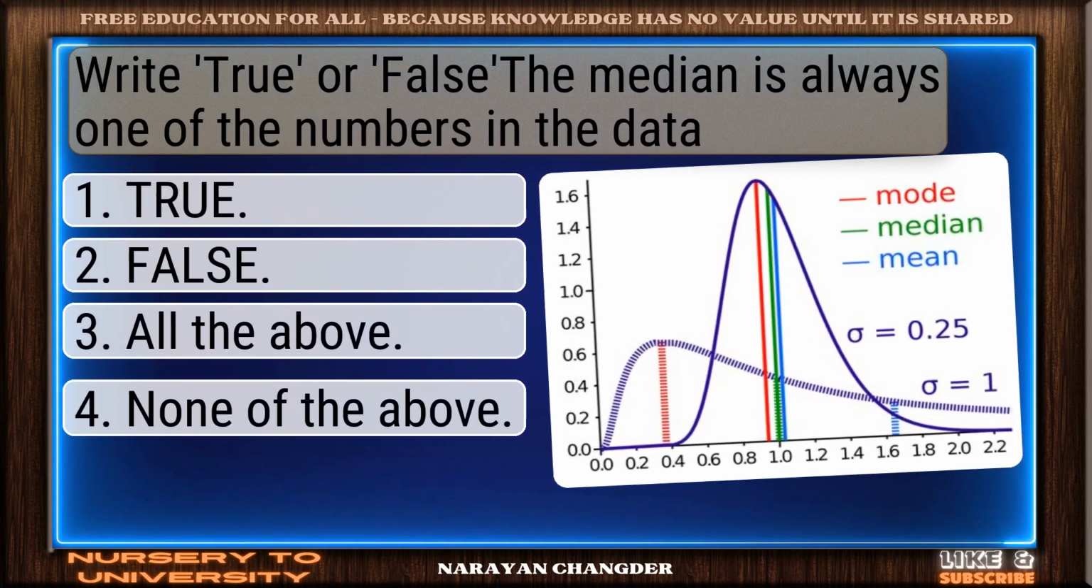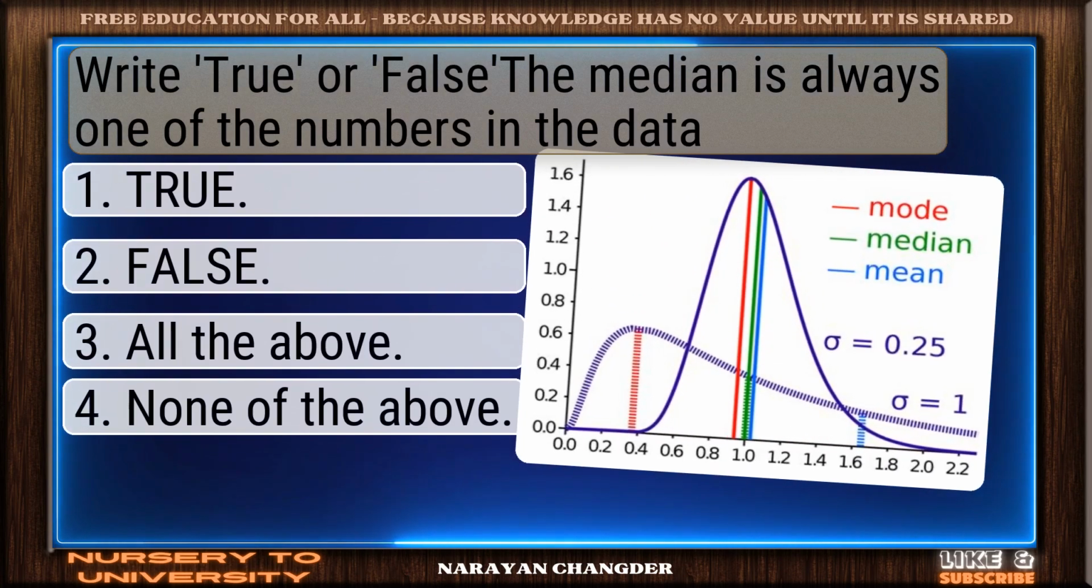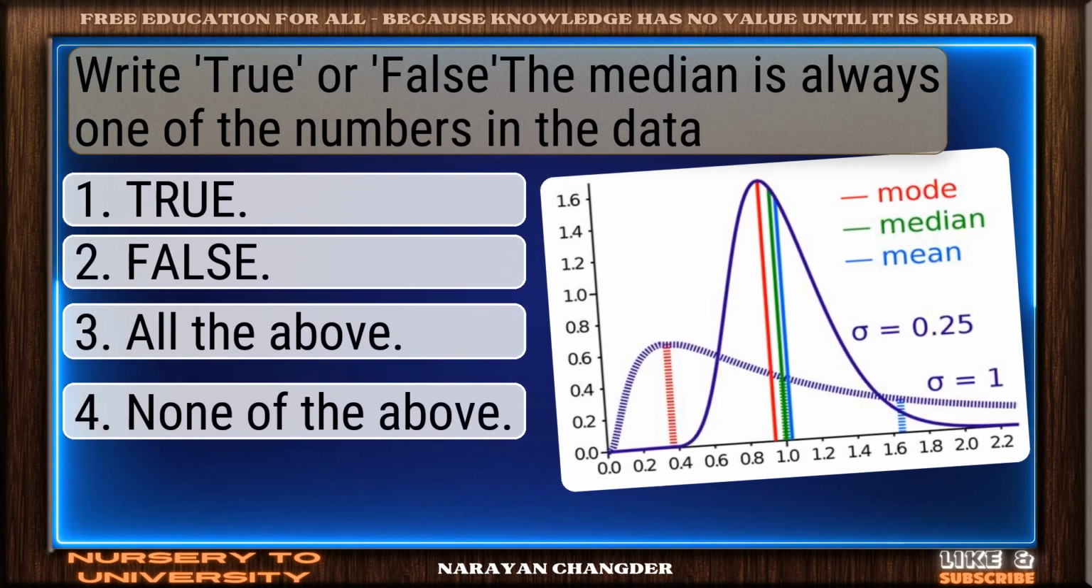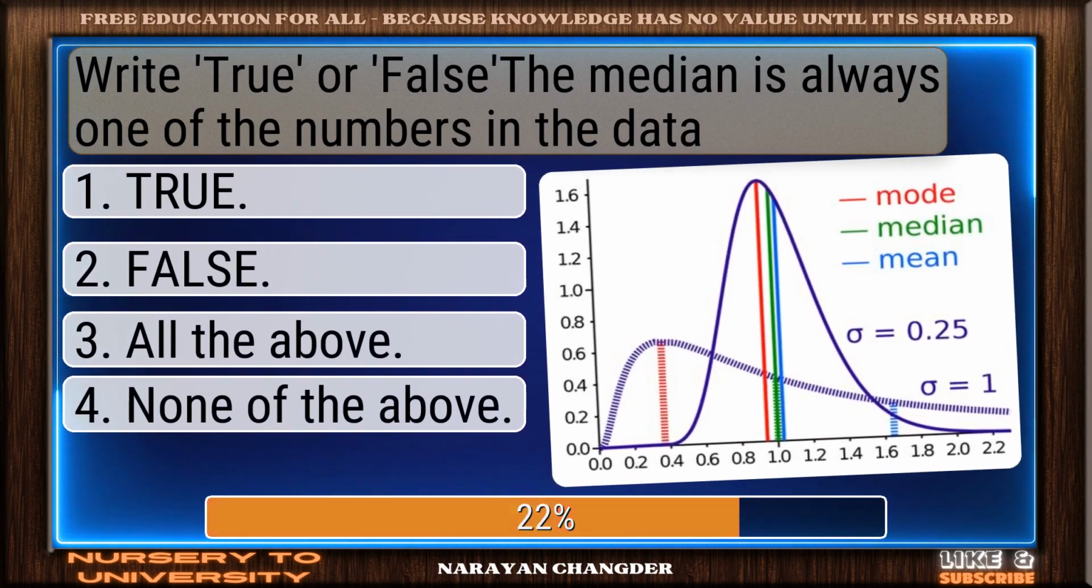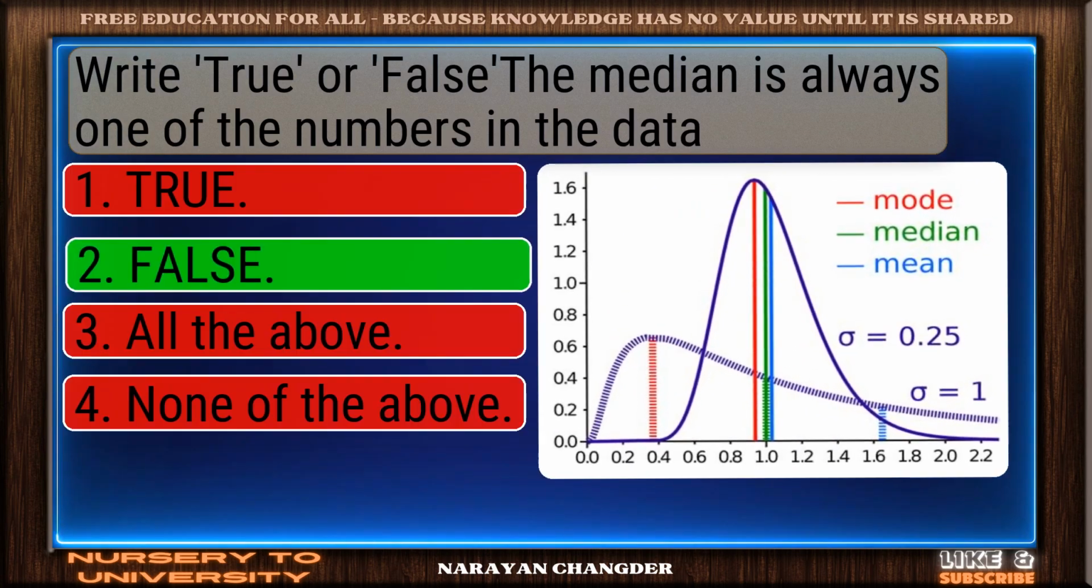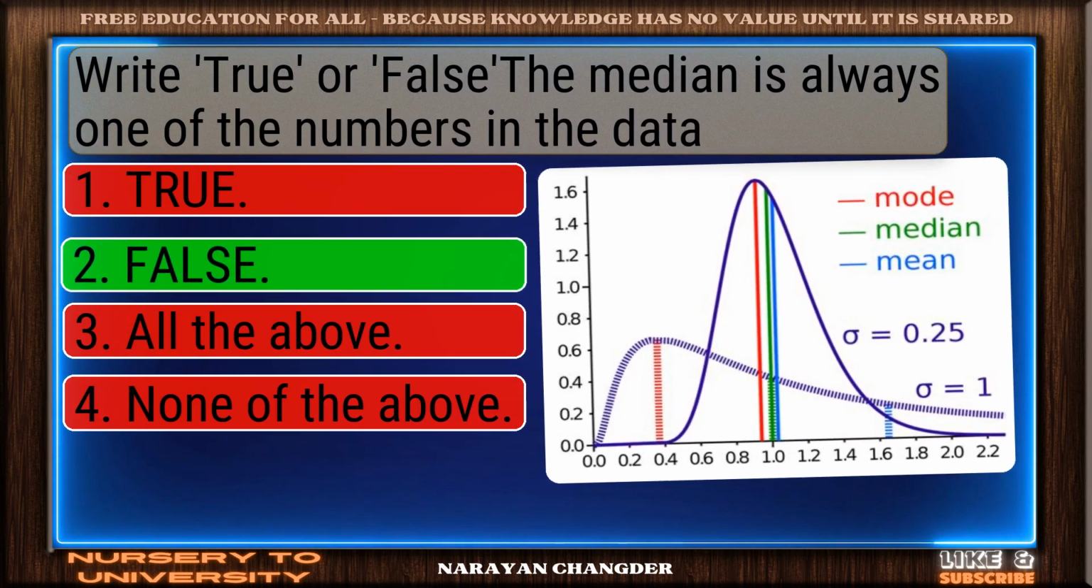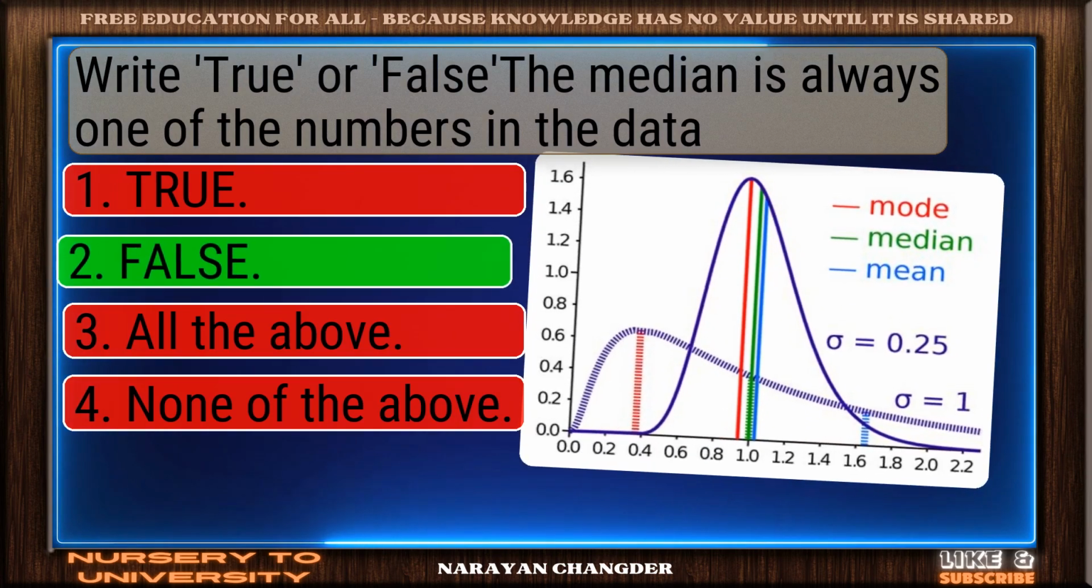Question number 62. Write true or false. The median is always one of the numbers in the data. Excellent. False is a brilliant choice.